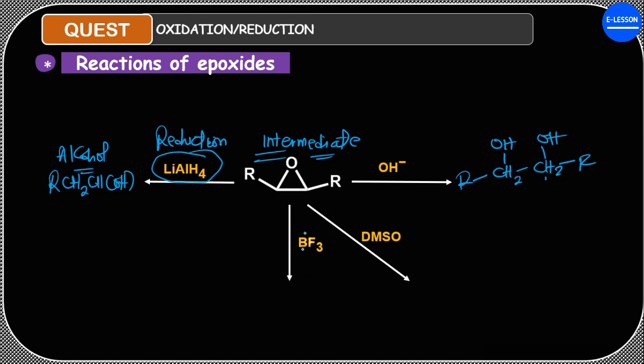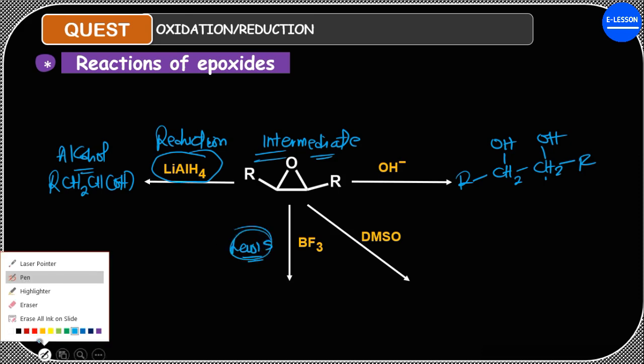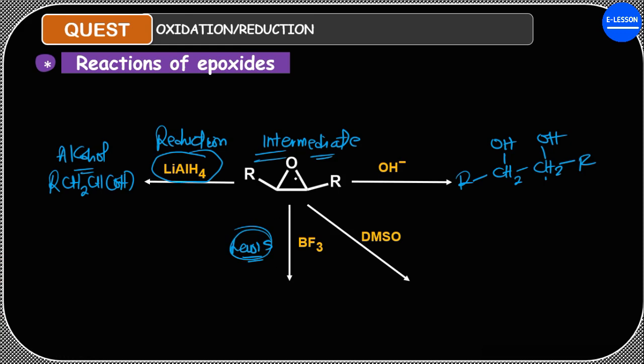Now the next one is BF3. If you react it with boron trifluoride, these are mineral Lewis acid. Whenever epoxide reacts with Lewis acid, the product is usually aldehyde. It will give us a carbonyl compound, which can be any of the aldehyde. Now I told you that the product you will get depend on the nature of this epoxide, right? Depend on the nature of this epoxide.